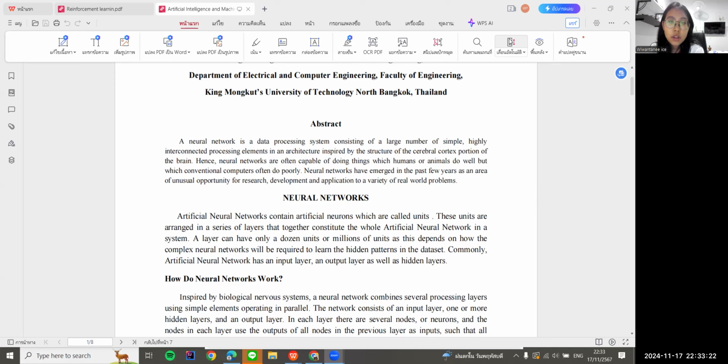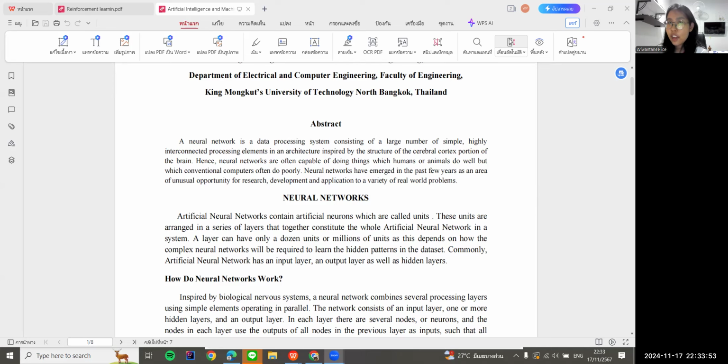An artificial neural network contains artificial neurons as its core unit. The units are arranged in a series of layers that together make up the whole artificial neural network system. A layer can have a dozen units or millions of units, depending on how complex the neural network needs to be to learn hidden patterns in the dataset. Commonly, an artificial neural network has an input layer, an output layer, as well as hidden layers.